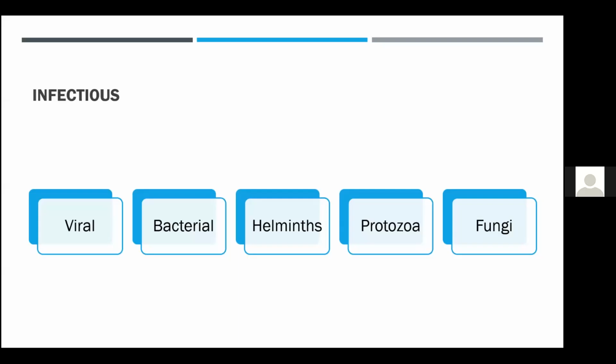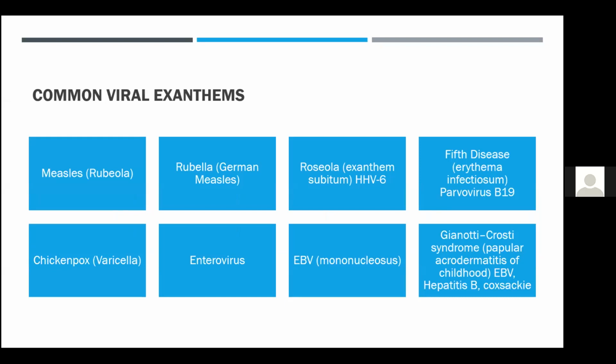I'm going to look at the infectious causes. It can be, as we classically describe, viral, bacterial, helminths, protozoa, or fungi. But in the interest of time, I'm not going to be going through all of them, and I'm going to concentrate on the viral and bacterial causes. The common viral exanthems are measles, rubella, roseola, fifth disease, otherwise known as erythema infectiosum, chickenpox, enterovirus, EBV, and Gianotti-Crosti.